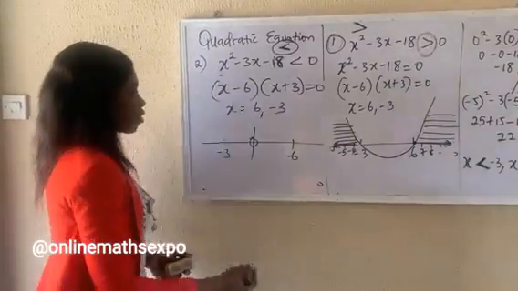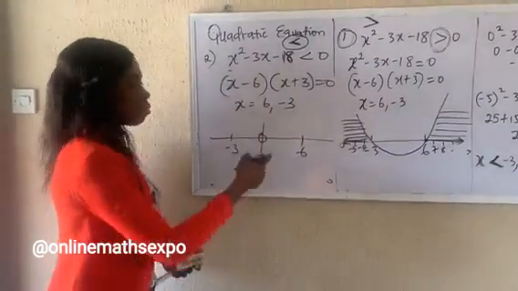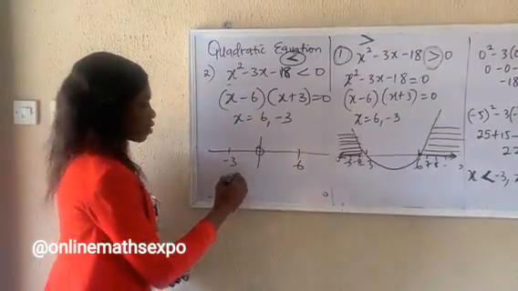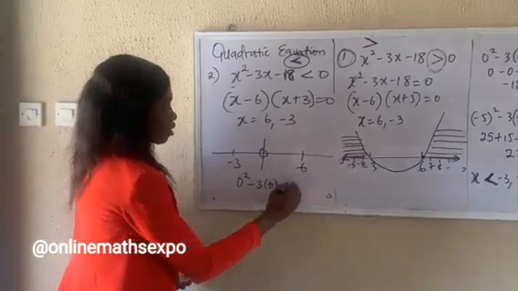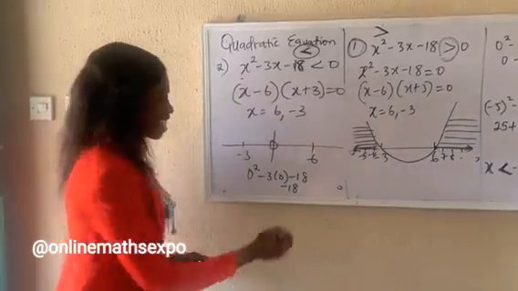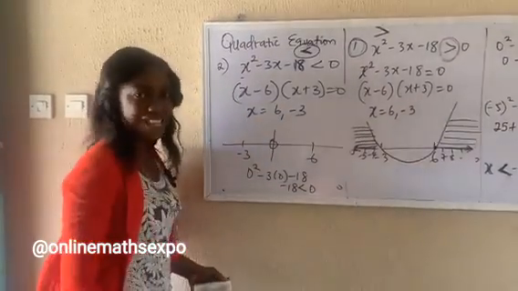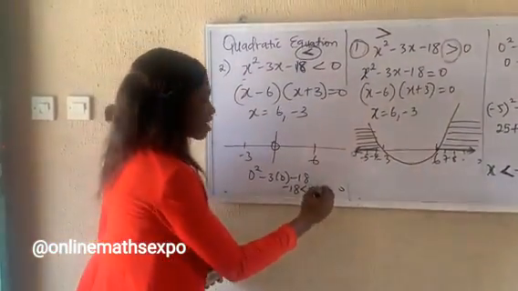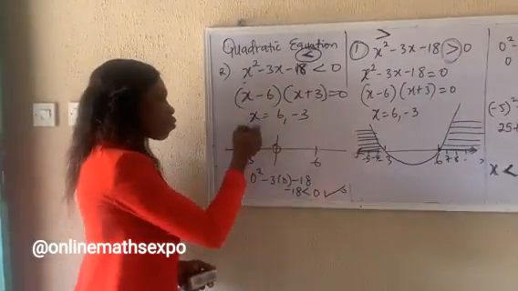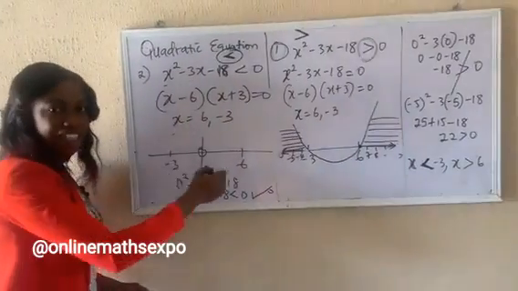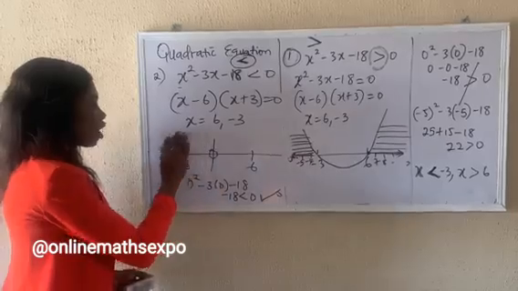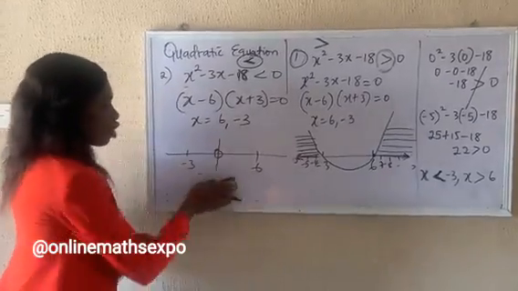So what do you have? You test the same testing. Pick any value. Pick 0 to reduce it faster for us. So we have 0 squared minus 3 into 0 minus 18. At the end, we have minus 18. Now, my question is, is minus 18 less than 0? Yes. And if minus 18 is less than 0, it means that any value I pick within the region will satisfy the inequality. So in that case, within the region, what do we have as the solution of the inequality?